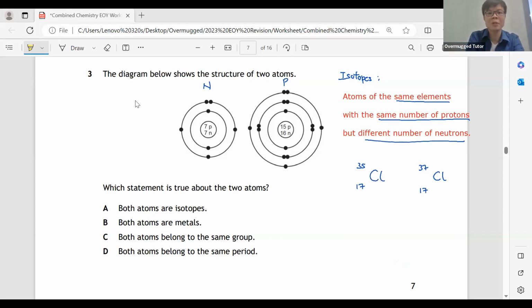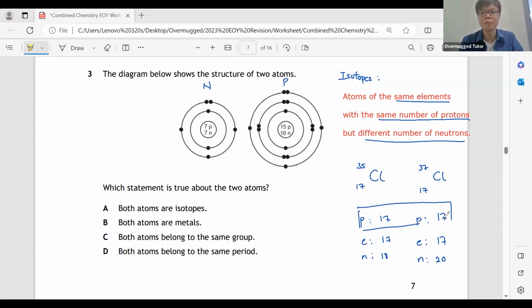And just to give you a clearer picture, proton, electron, neutron. This is 17, 17, 17, 17. But what about the neutrons? 35 minus 17 is 18. 37 minus 17 is 20. So you can see, same number of protons, different number of neutrons. So this is the first two, atoms versus isotopes. The ions one I will teach later.